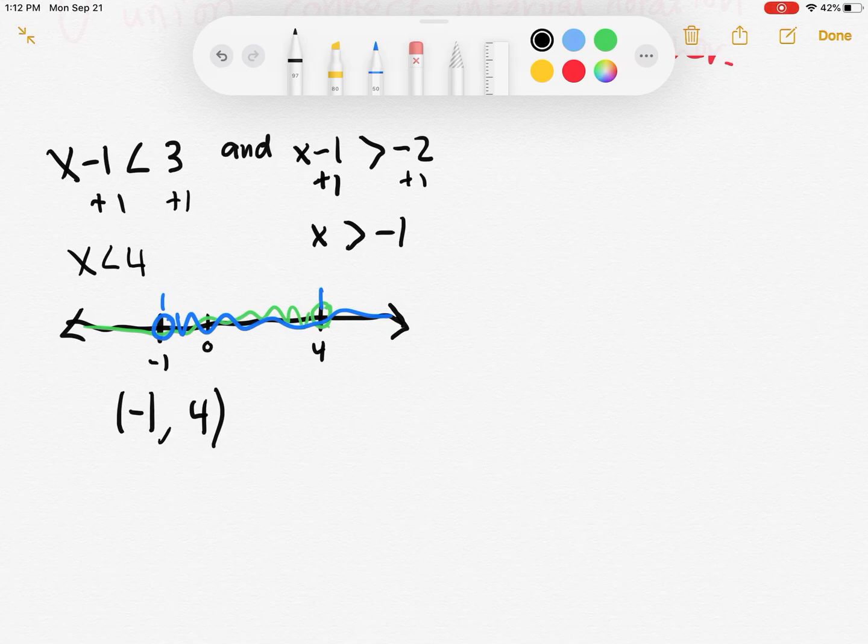Now let's try a similar problem. Let's go n over 6 is less than or equal to 0, or n over 7 is greater than 1.